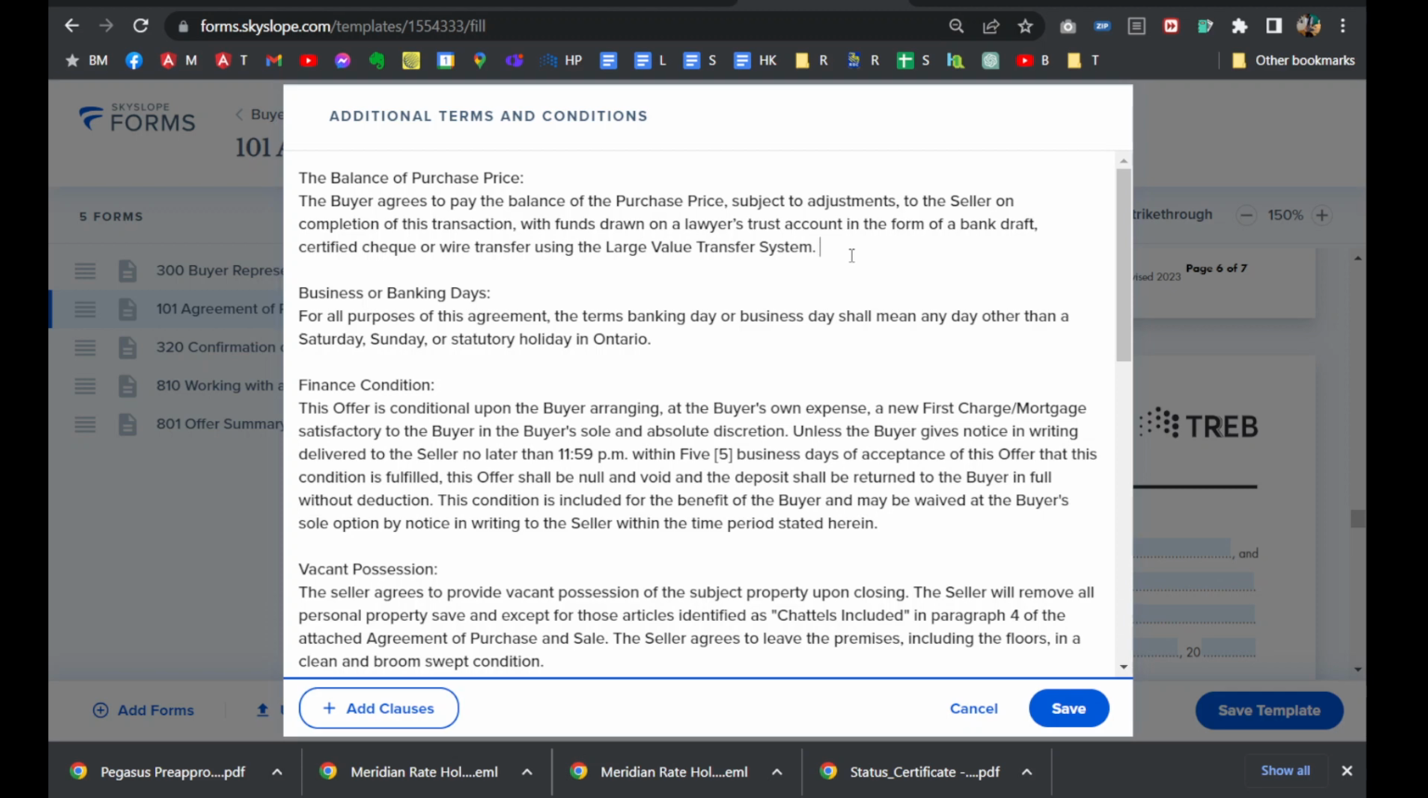And don't worry, the adjustments are always fair. The lawyers will talk to each other, and they're usually not too significant. For example, let's say the seller paid utilities 2 months in advance, then you'll pay them that because you'll be living there instead of the seller. So in some conditions, we use how many business or banking days after certain acceptance of this offer. So just to make it clear, it's Saturday, Sunday, and statutory holiday.